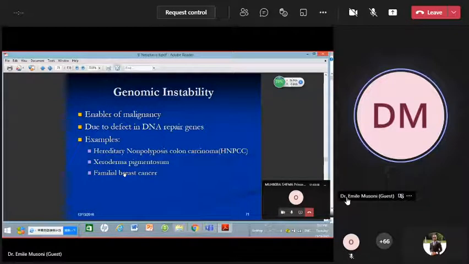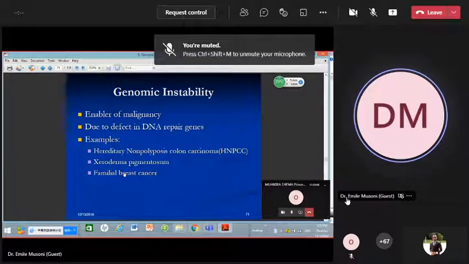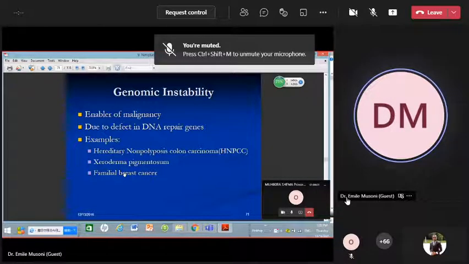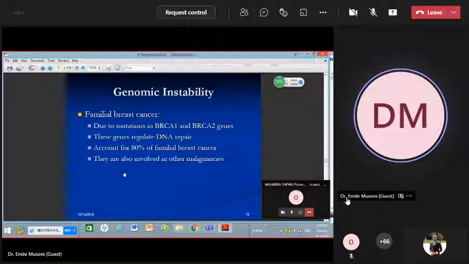Here there is what we call genomic instability. It is an enabler of malignancy due to defects in DNA repair genes. For example, xeroderma pigmentosum, and familial breast cancer. Those have a genomic instability. For example, here in familial breast cancer, it is due to the mutation of BRCA1 and BRCA2. Those genes regulate DNA repair.